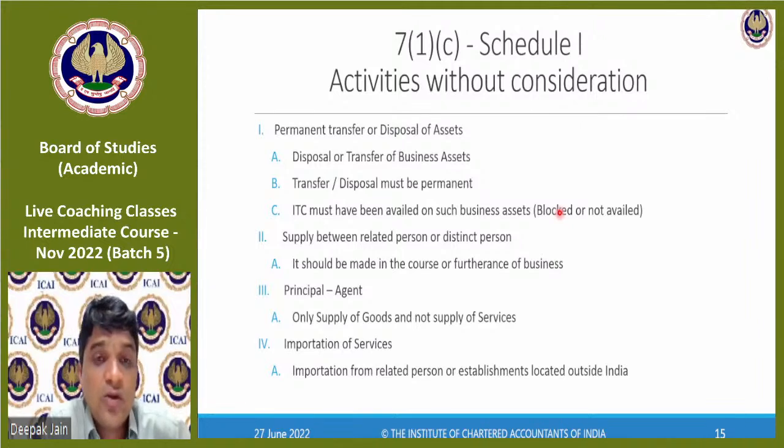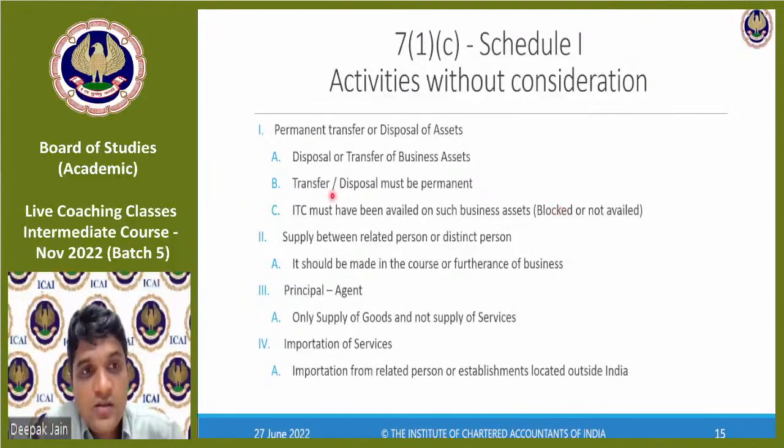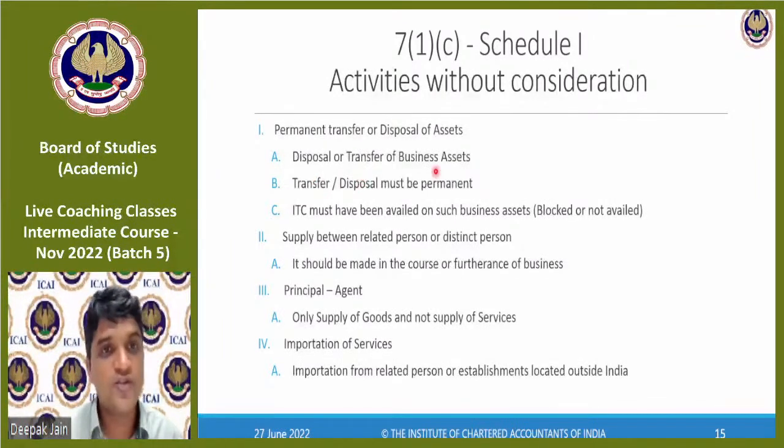Schedule 1, activities without consideration. Permanent transfer or disposal of assets. Schedule 1 just says permanent transfer or disposal of assets is covered, on which GST would be payable, which means disposal or transfer of business assets. The transfer or disposal must be permanent. Nothing like you give it off and get it back. Temporary transfer, or giving it on lease or hire, is not covered. It should be a permanent transfer.